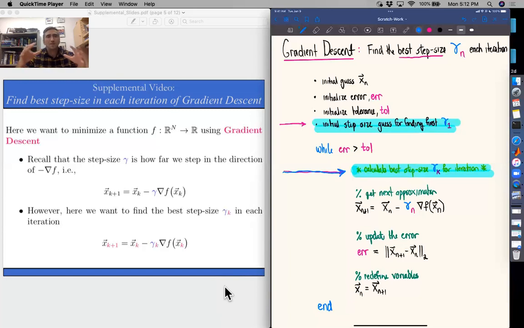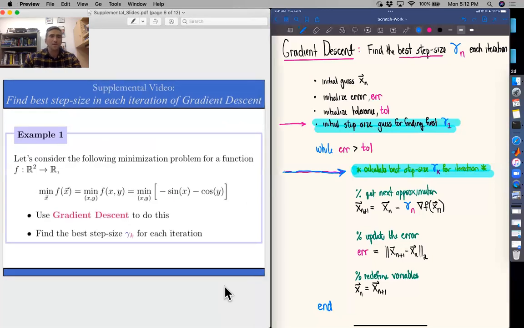So let's bring this down and solidify this problem a little more by looking at a specific example. Instead of considering a function from n variables into R1, let's consider R2 going to R1 for our function. This will be a function of minus sine x minus cosine y. We're trying to minimize that over all x and y. I'm going to use gradient descent to do that, and we want to figure out what the best step size is each iteration, in hopes that we only have to do far fewer iterations to converge.